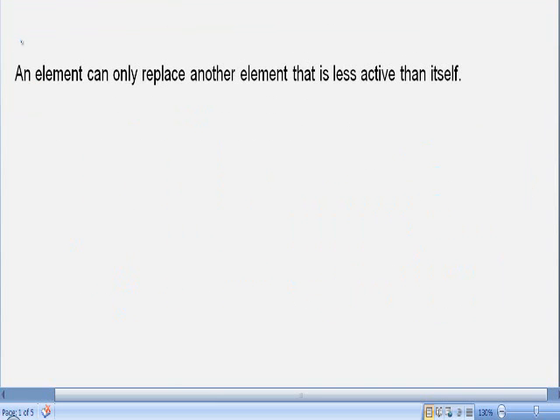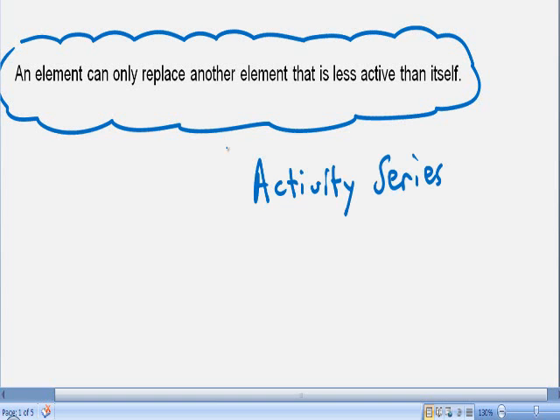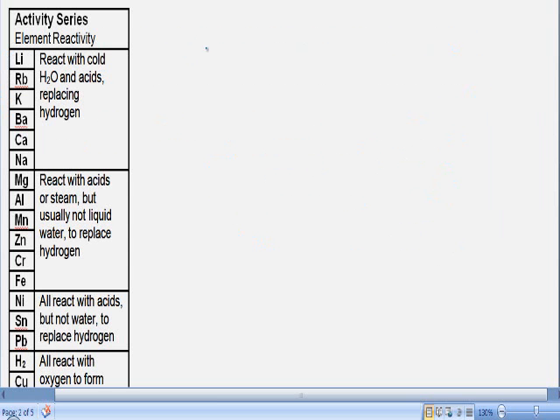In a single replacement reaction, an element can only replace an element in a compound that is less active than itself. To figure out how this works, we need to use a tool that's known as the activity series, which indicates which elements are more active than other elements. Now then, to our left here, this is something that's known as the activity series. And this will be used to figure out which single replacement reactions happen and which ones don't.